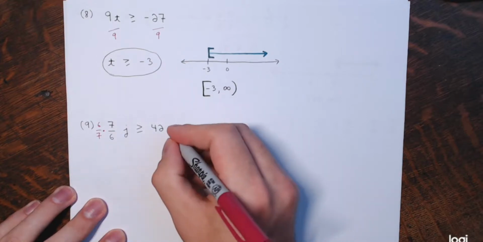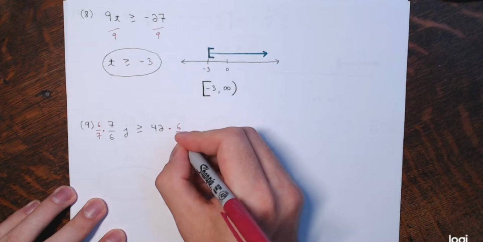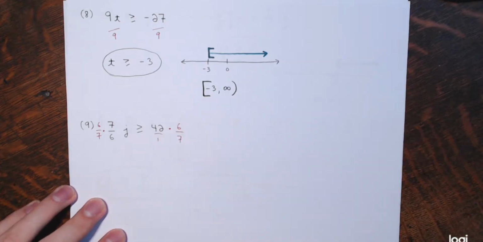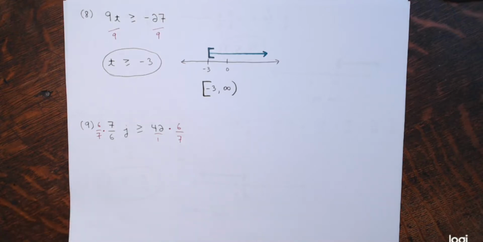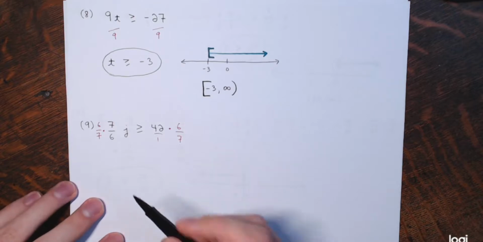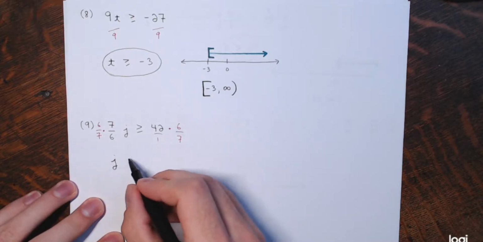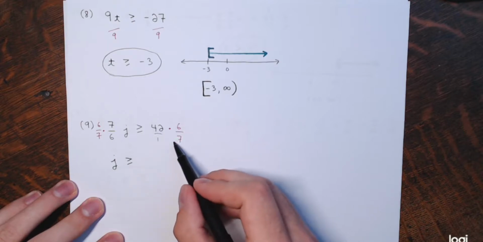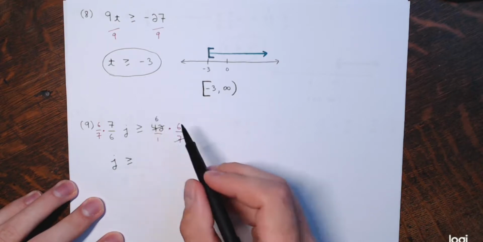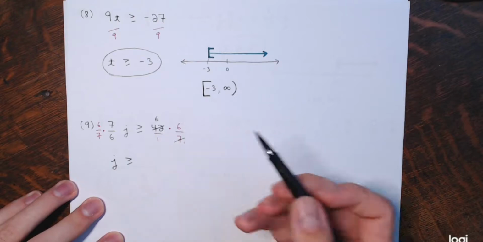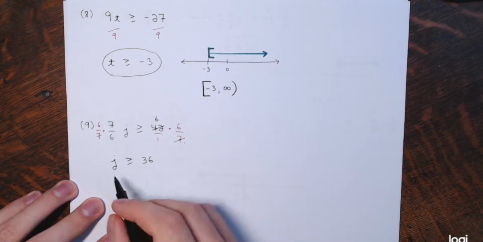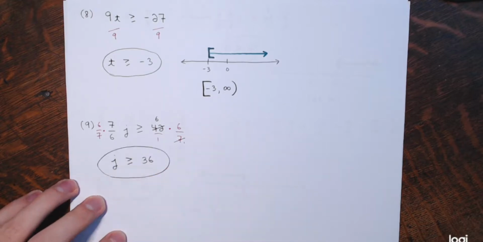And I do the same to the other side, multiply by 6/7, and you can think of 42 as 42 over 1 if you want. And that's a positive number that I multiply both sides by, so the inequality symbol will not change. And I have j is greater than or equal. And 7 goes into 42 6 times. And then we're just left with 6 times 6 is 36 on the right side. And there you go. The inequality is solved.